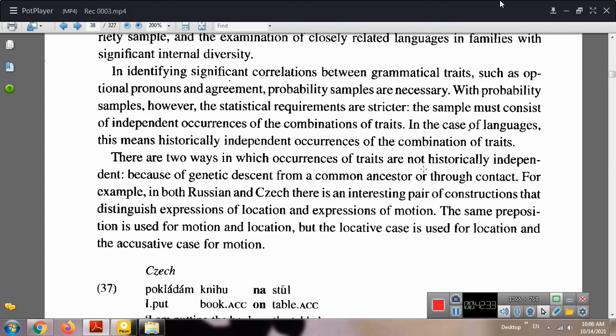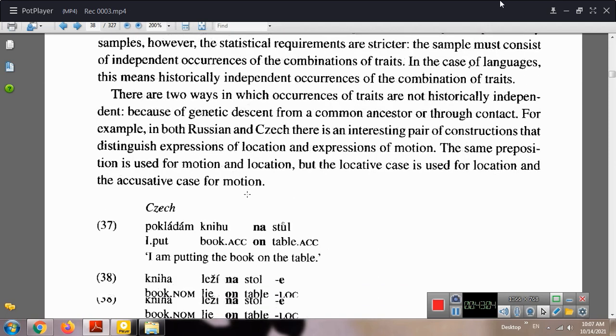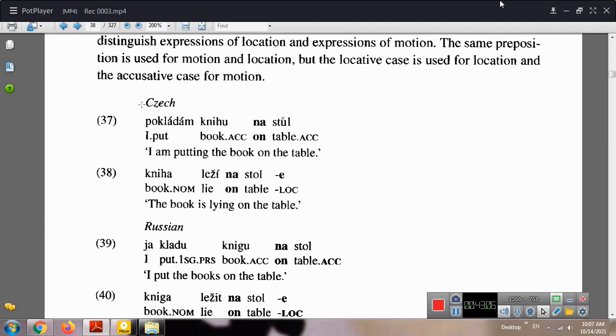There are two ways in which occurrences of traits are not strictly independent: because of genetic descent from a common ancestor or through contact. For example, in both Russian and Czech, there is an interesting pair of constructions that distinguish expression of location and expressions of motion. The same preposition is used for motion and location, but the locative case is used for location and the accusative case for motion. Here we can see the example in Czech.